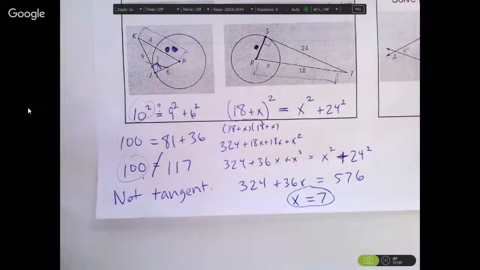Yeah, we're not done yet. No, we are not done yet. All it asks is for the radius. If it asked for the hypotenuse, we wouldn't be done, but it didn't. Okay.